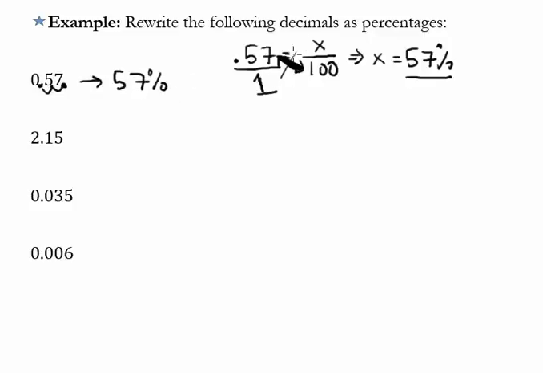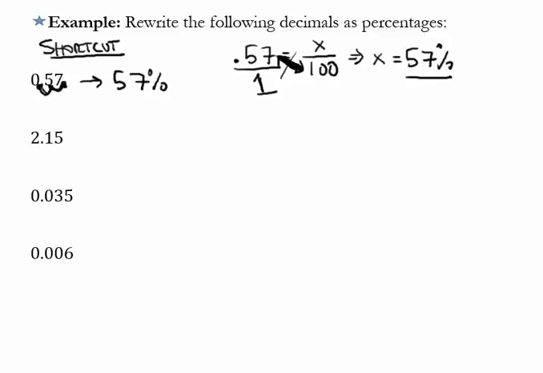And I didn't need to write a proportion, right? This is a shortcut. These are shortcuts that we're learning here, okay? So this is a shortcut. And this principle of translating the decimal into a percent by moving the decimal place over to the right twice holds no matter what kind of number we have.